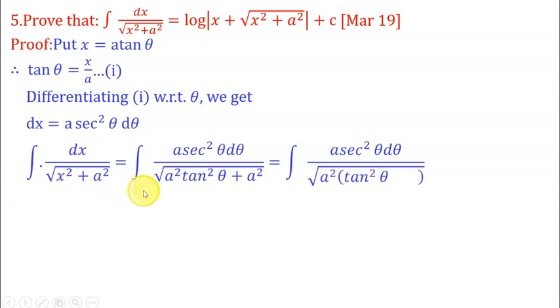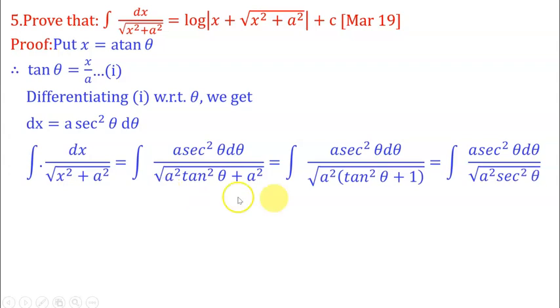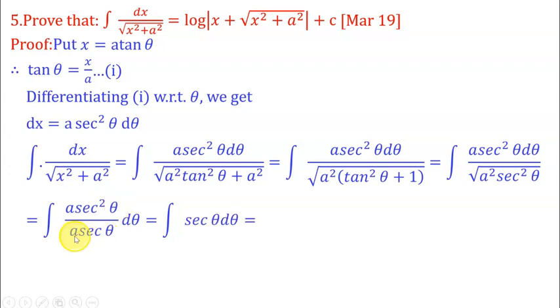Substitute the value of x: a square tan square theta plus a square, with a square as common. Tan square theta plus 1 is sec square theta. Root of sec square is sec theta. One sec gets cancelled, and you get the integral of a sec square theta upon a sec theta d theta. The a gets cancelled, leaving the integral of sec theta d theta. But what is the integral of sec theta? It is the log of mod of sec theta plus tan theta plus C1.